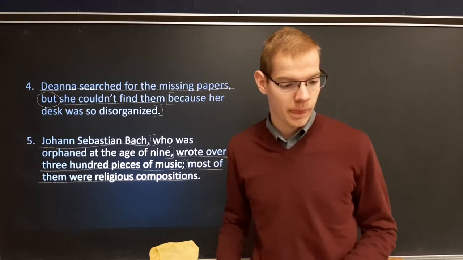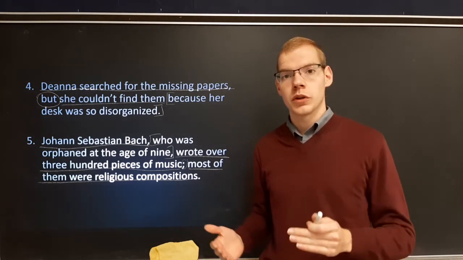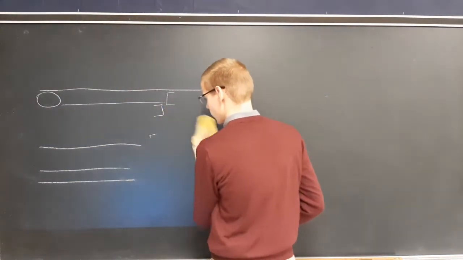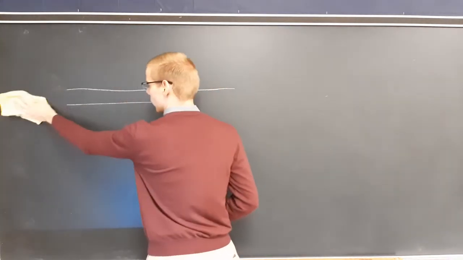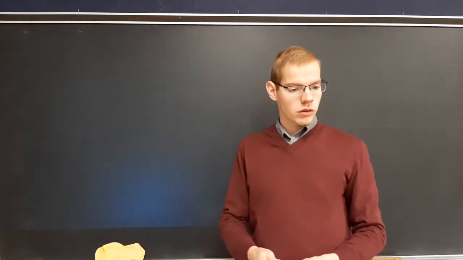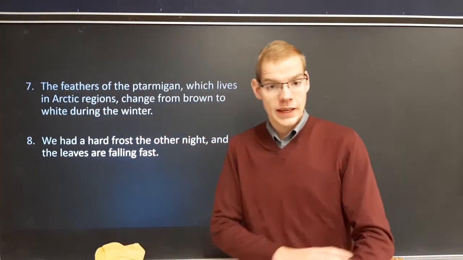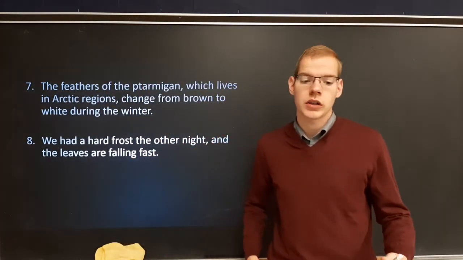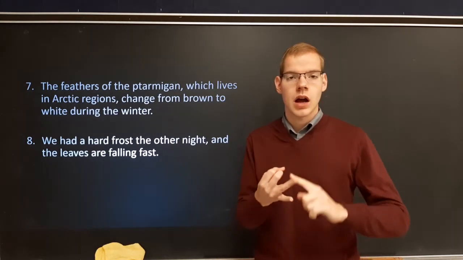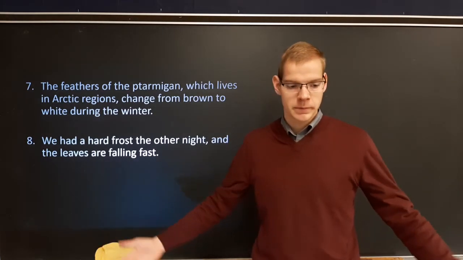So, with this, we will go on to number 7 and 8. Go ahead and do the rest of these ones on your own. I guess there's only one, number 6. Then we're going to go to number 7 and 8. Bracket the dependent clauses, underline the independent clauses, and then identify if the sentence is a simple sentence, compound sentence, complex sentence, or a compound complex.